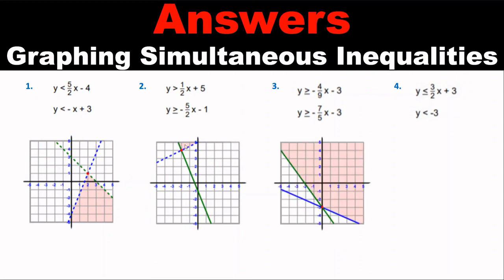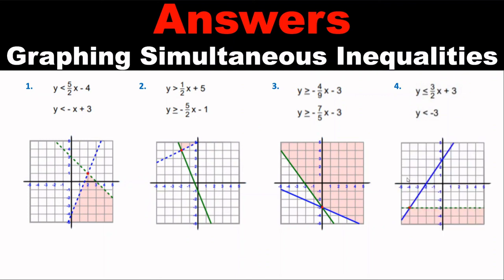For question 3, this one we have two downward sloping lines, so I hope you labeled them with their equations. The steeper downward sloping line is the one with 7/5. So that's this green one here. The less steep one, of course, is the -4/9. Both of them have a y-intercept of -3, and in both cases, they're solid lines because they're underlined. And we're shading the region where y is above both of these lines.